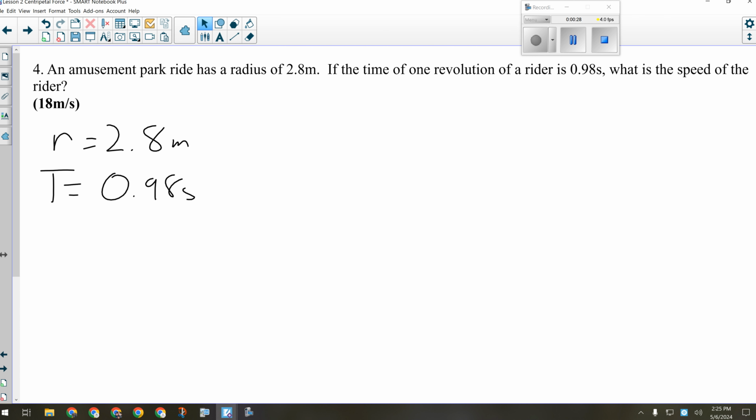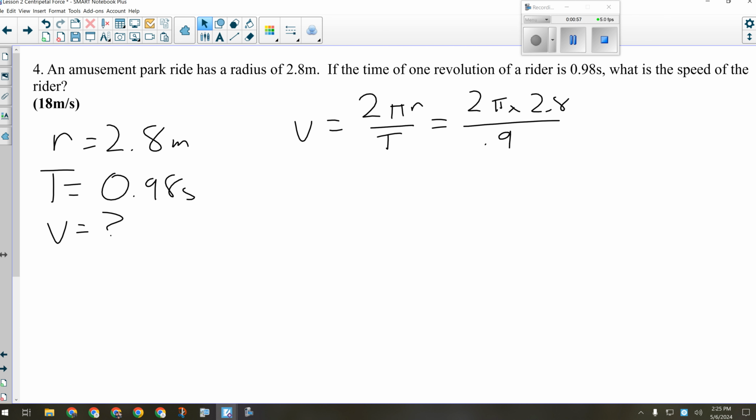0.98 seconds. What's the speed of the rider? This one's a pretty basic one in that it doesn't even use the centripetal force formula. I'm looking for V. I have the radius and the period, so I'm really just using this one here. I thought I'd throw you a slow one to see if you get it. 2 times pi times 2.8 meters, divided by 0.98 seconds, and that should give us our 18 meters per second for the speed of that ride.